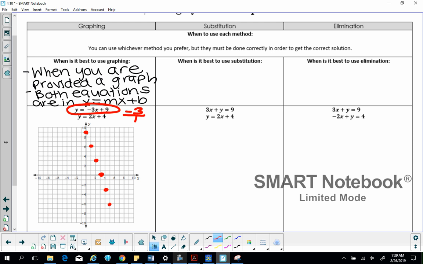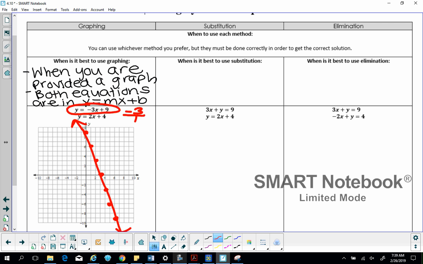So do this on your own paper as I'm doing it on the board. This is just review of what you already know. And then you draw a line through it. I think I plotted that one. So it looks something like that. This is the first lesson we learned in Unit 4.